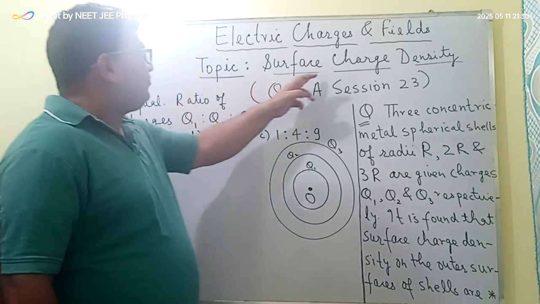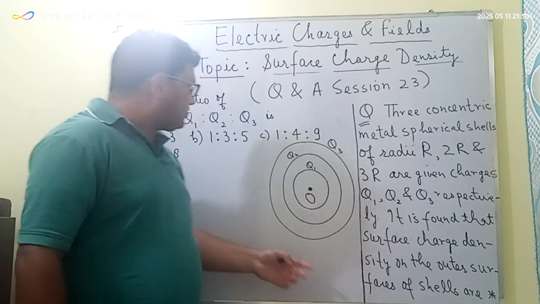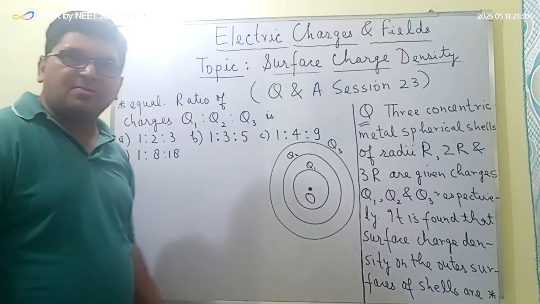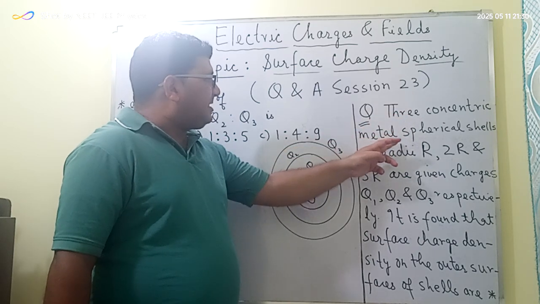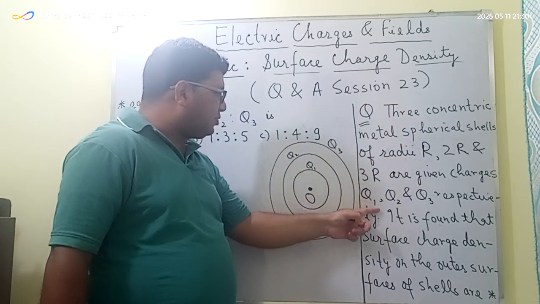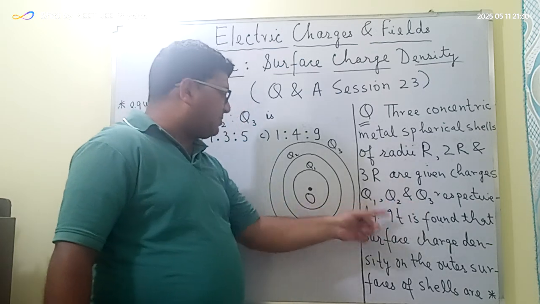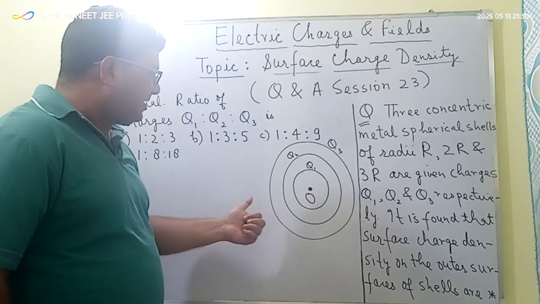The topic is surface charge density, and based on this topic I have one question for this session, which is written here on this board. The question is: three concentric metal spherical shells of radius r, 2r and 3r are given charges q1, q2 and q3 respectively. This is the figure which I have already drawn to save time.